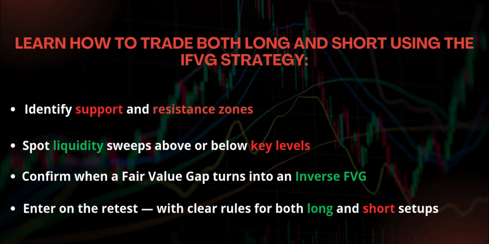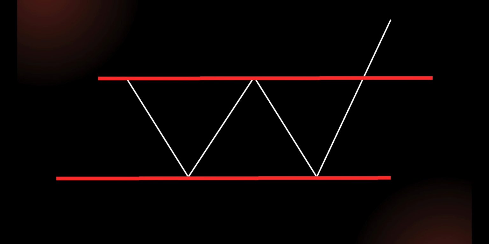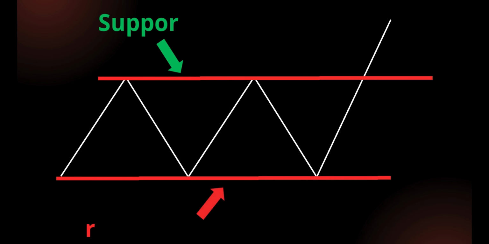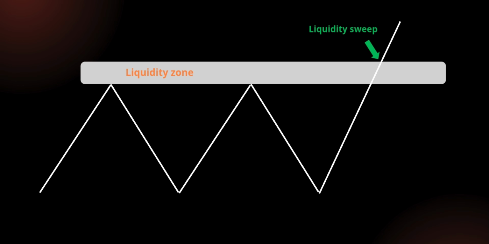Let's dive in. In this example, you can see the price moving up and down, creating a range. This is a classic accumulation phase. First, we identify our support and resistance zones based on the range high and low. Eventually, the price breaks below the support, and that's our key moment. This move signals a potential liquidity sweep, which sets up the next phase of our strategy.